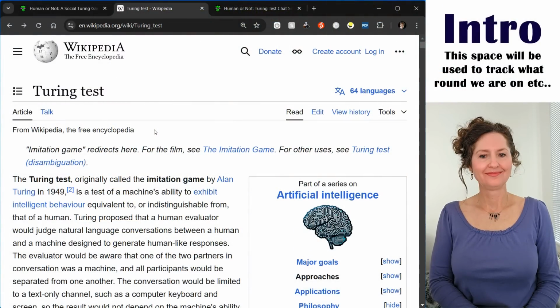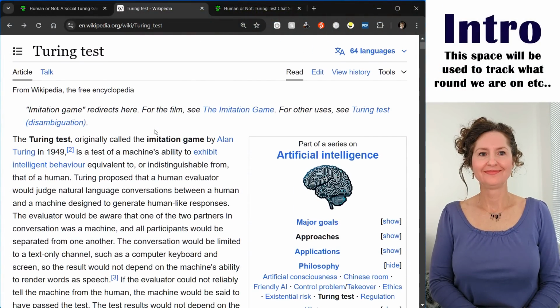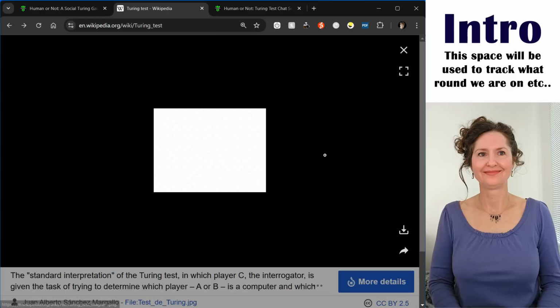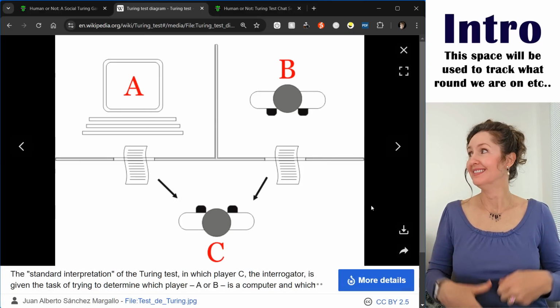So here we are on Wikipedia reading about the Turing test. The Turing test, originally called the imitation game by Alan Turing in 1949, is a test of a machine's ability to exhibit intelligent behaviour equivalent to or indistinguishable from a human. So let's just show you how this test works. You're about to do the Turing test.